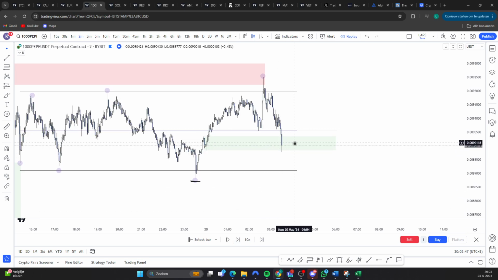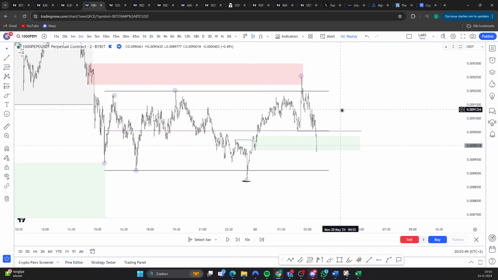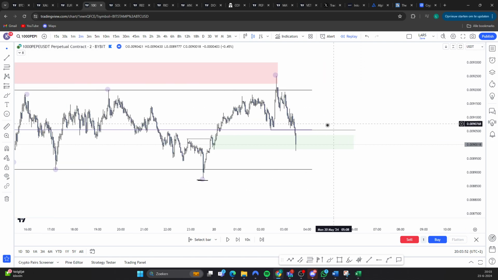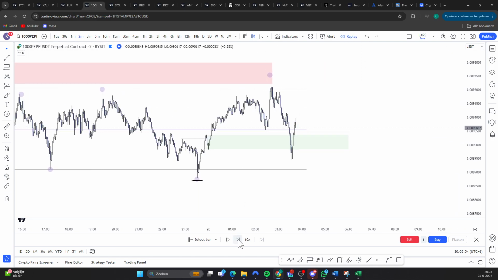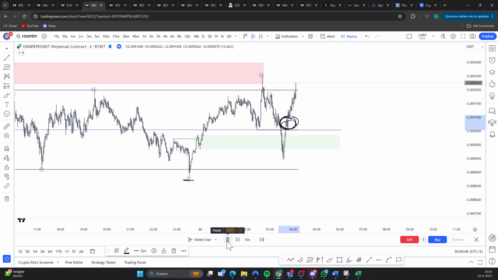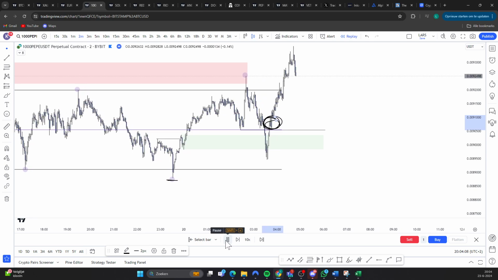Yeah, no. I would exit that trade on the retrace. I would exit right here on that retrace for sure. Let's see how it plays out. There's no way.